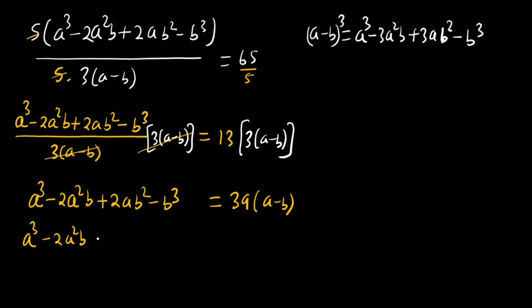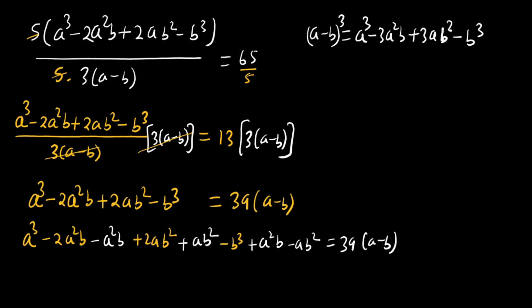If we add minus a square b and then plus 2 times a b square, and here if we add a b square and minus b power 3, then here a square b is negative, so that's why here plus a square b is positive, and here if we add a b square, then here subtract a b square, and this is equal to 39 times (a minus b).